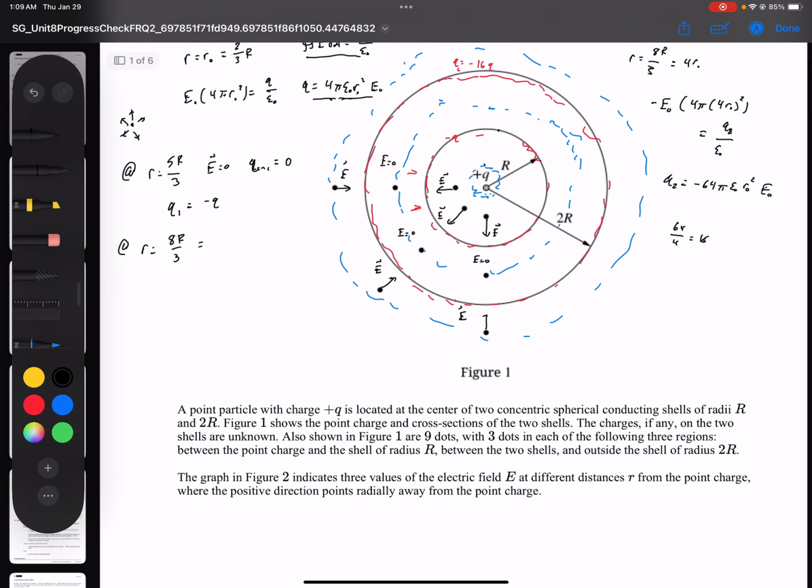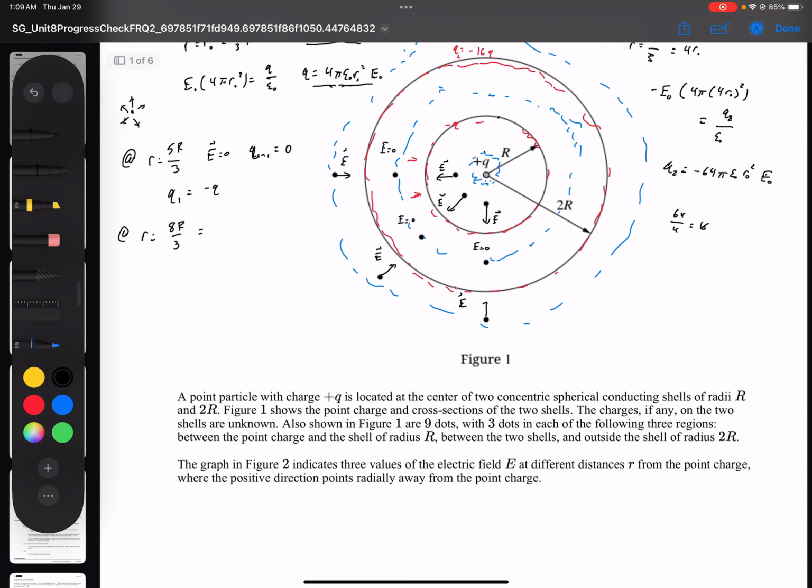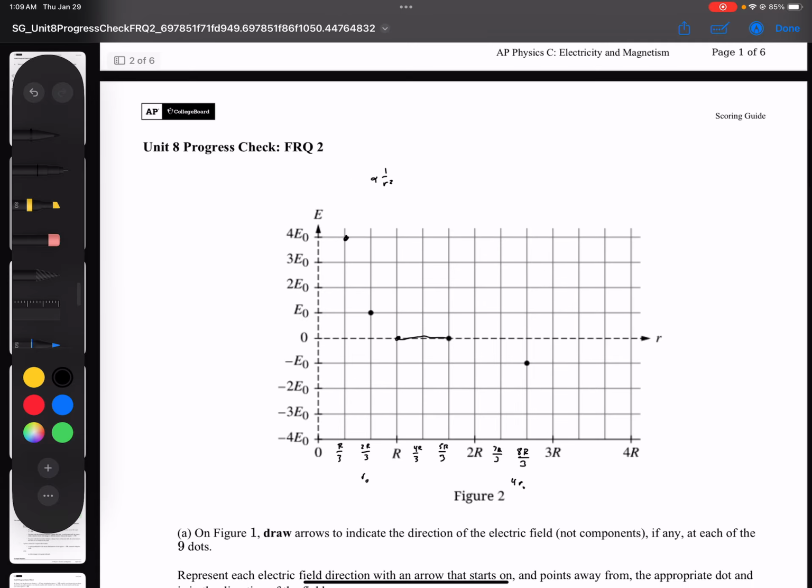So once I reach this conducting sphere with a radius of R, I know that the charge on this sphere has to be negative Q, and the electric field drops down to 0. So at this position here, the electric field has to drop down to 0, and it's going to stay 0 until it reaches a distance of 2R away from the center. So from here to here, it's 0. Here, it's just a decaying inverse square law.